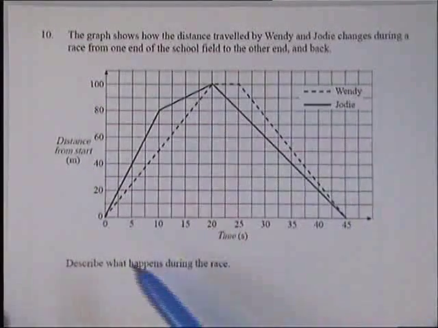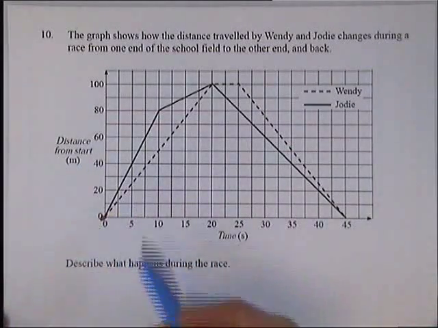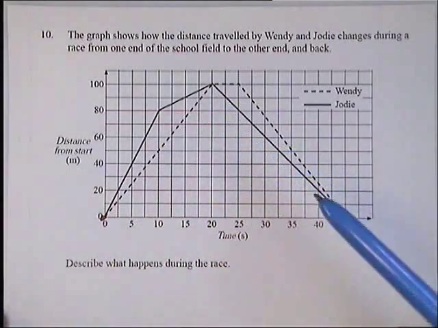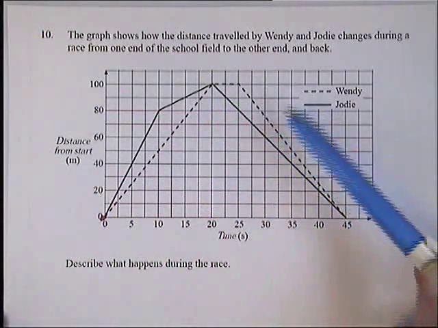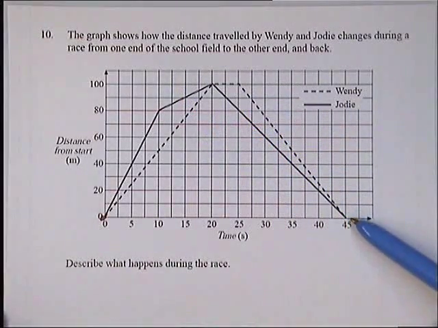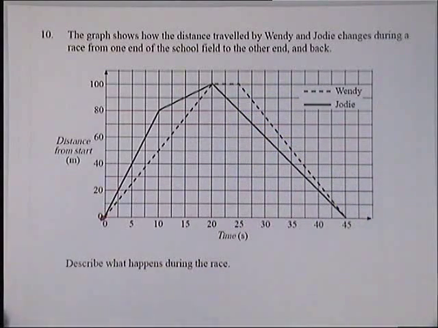Well, if we just have a quick look at this, we've got the start here. They're running away from the start, which is going on here. Then they're running back from wherever they've got to. Well, that was the other end of the field. They're running back to the start here. So they're running away and they're running back again. We've got to describe what happens during this race.